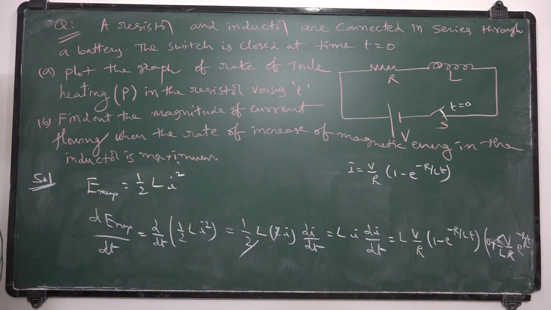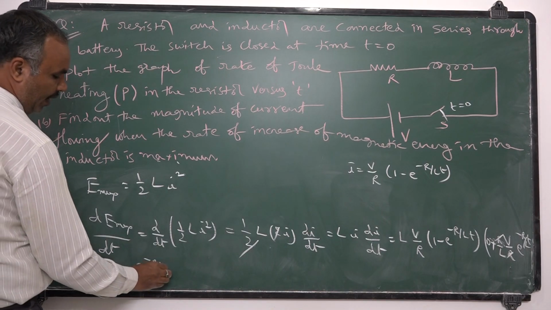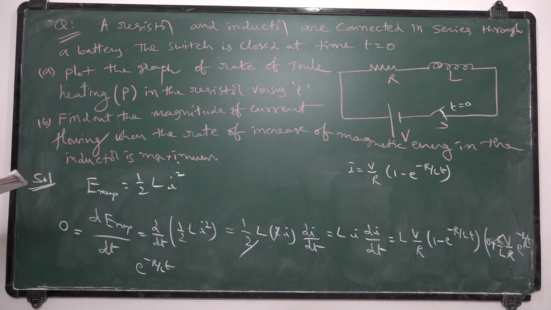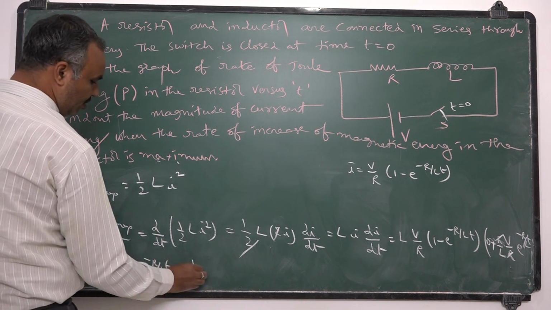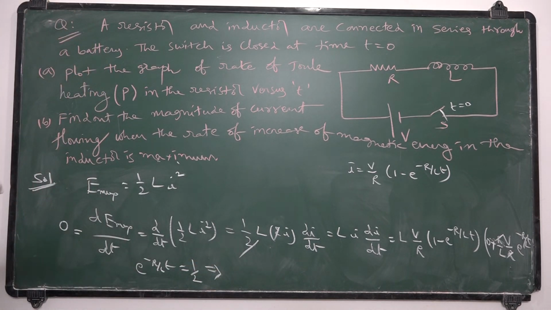For maximum and minimum values, the first derivative should be equated with 0. When you equate this derivative to 0, you will get the location where the function attains either a maximum or minimum value. So the condition you will get is e power minus R by L into t must be equal to 1 by 2 on simplification. On further simplification, you will get the required result.